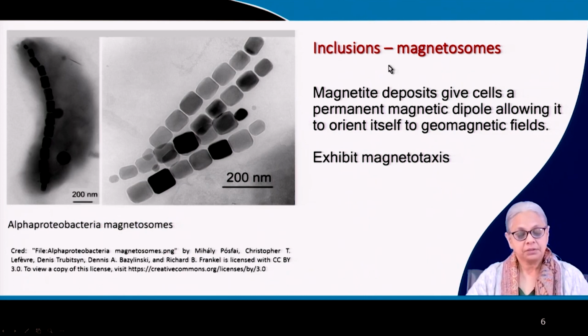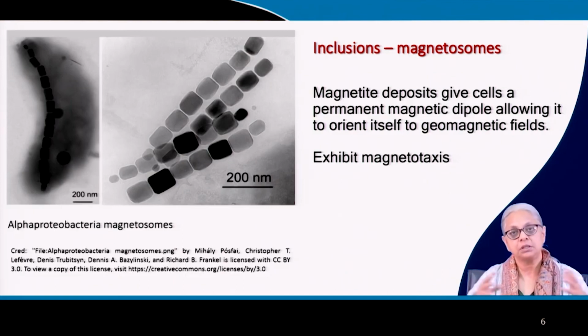Then we come to other inclusions like magnetosomes. There are certain types of bacteria. This is an alpha proteobacteria which has magnetosomes, and you can see that it has created these deposits of magnetite. Magnetite is a ferric mineral, and it gives the cells a permanent magnetic dipole. And you know that the earth has geomagnetic fields, so the bacteria has been able to orient itself.